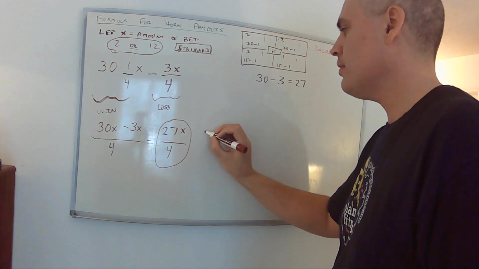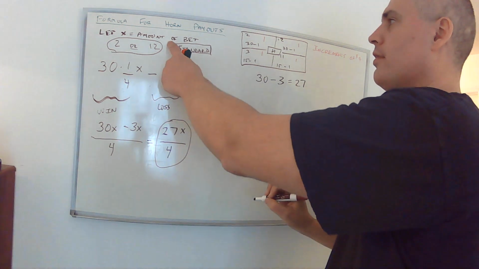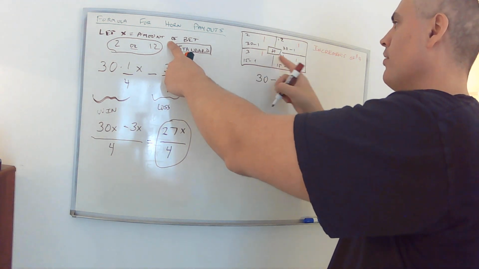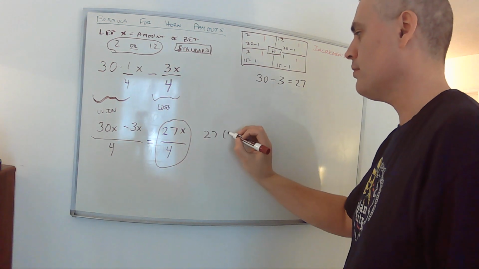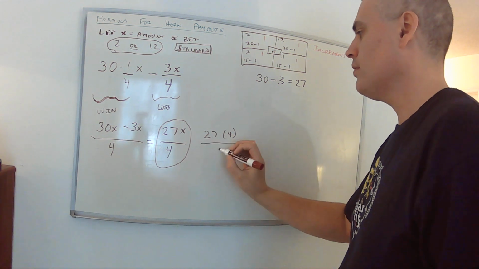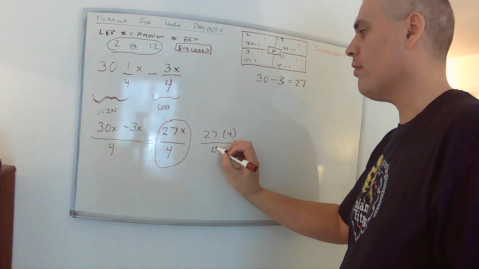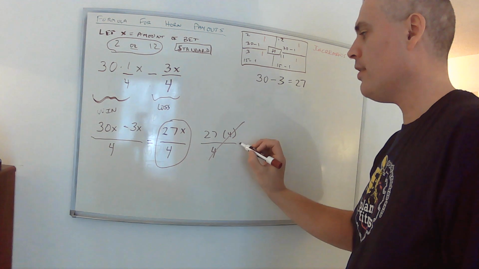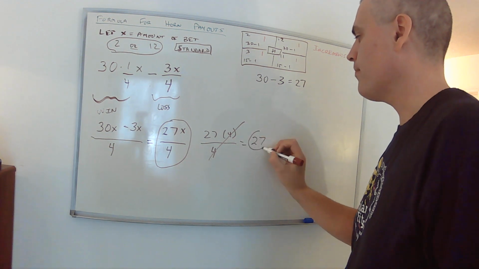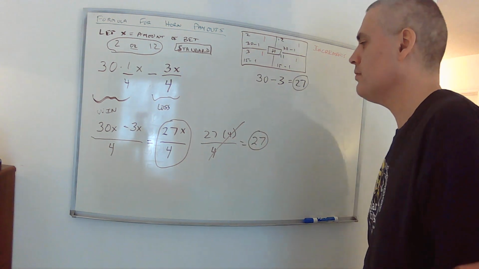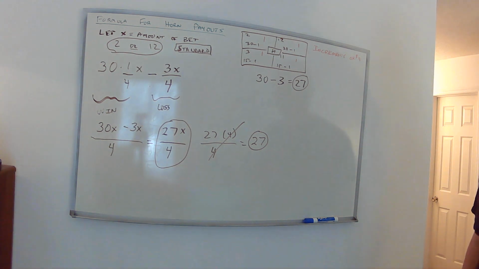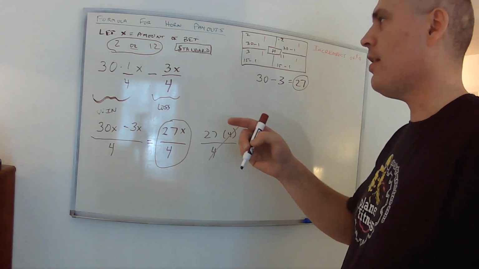This better work out correctly if it's the formula that I want. 27 times x is the amount of my bet. The amount of my bet was $4. And I've got to put it over 4. So look at that, 27. It works. And the same thing would work.